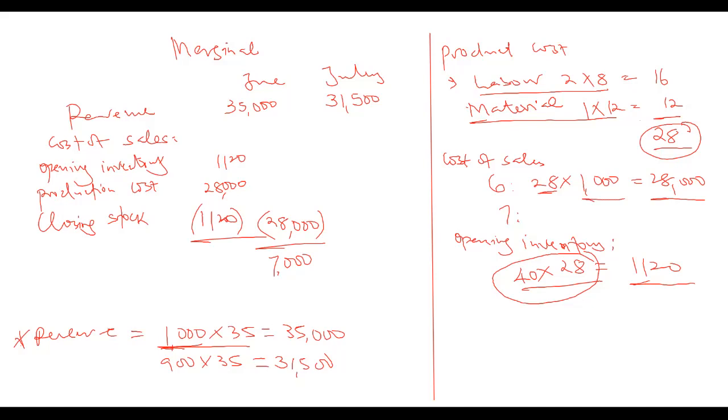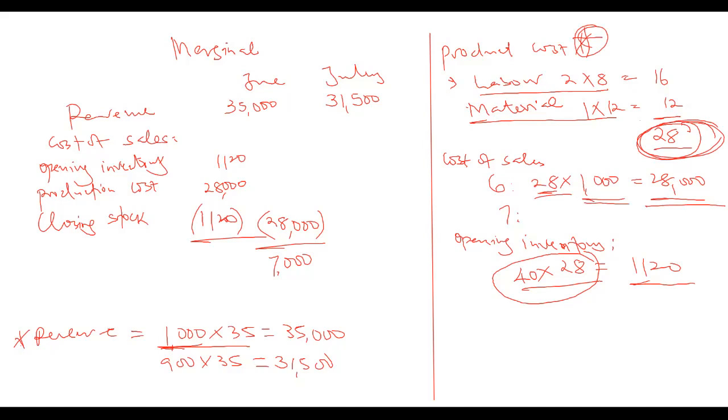How many items have you produced in the month of June? As per the question, in the month of June, how many items is the company producing? 1,000. What's the cost per item? $28. We've just done here $28. There was total cost. It's 1,000 times 28 to give us 28,000. Clear?